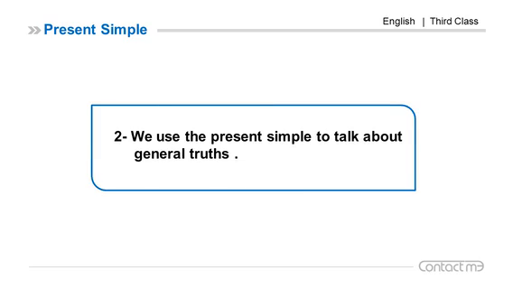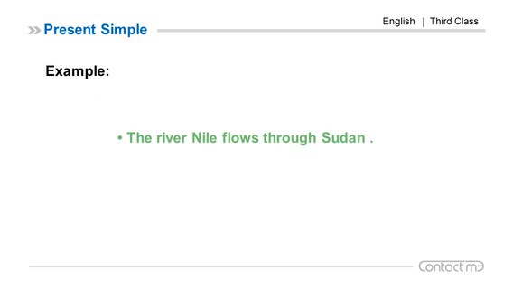There are some exceptions. For verbs ending in o, ch. Example, the river Nile flows through Sudan. You can notice flows, there is s because the river Nile, pronoun, it flows through Sudan.